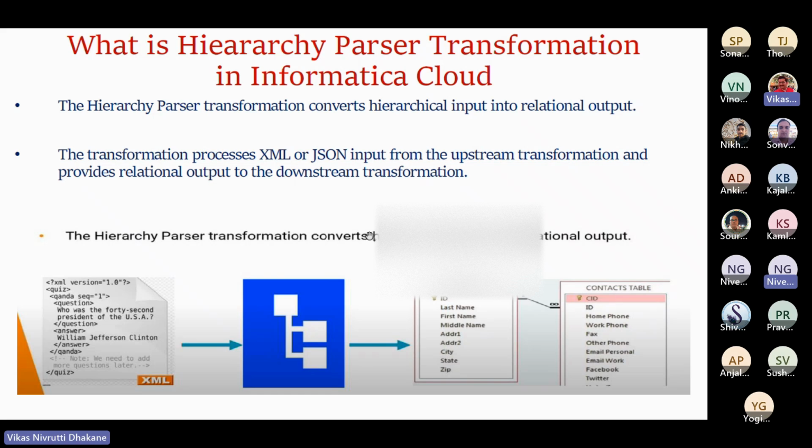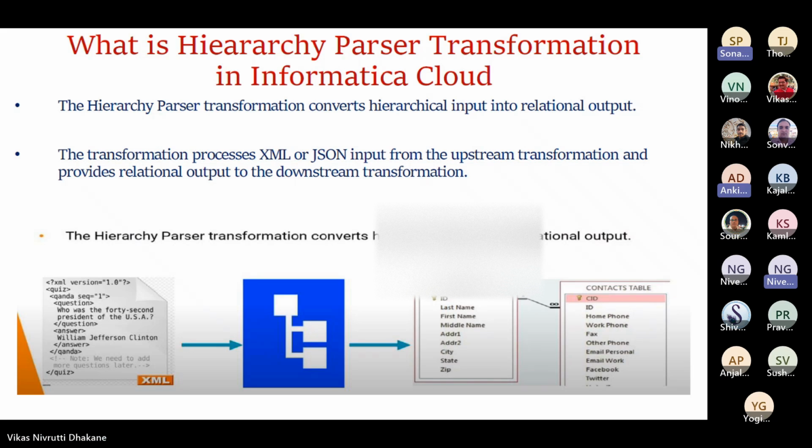So we can get the output in the form of a flat file, or in relational form, for example, if you have an Oracle connection, we can get the output as a table in the Oracle database. So is this concept clear, what exactly the hierarchy parser transformation is? Then we'll see the next part.